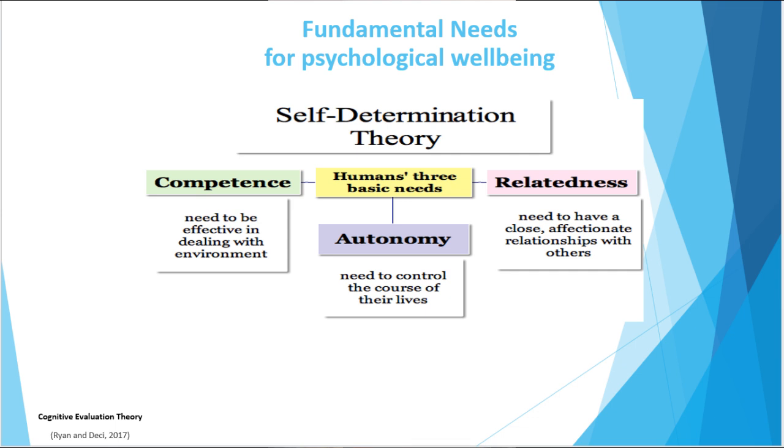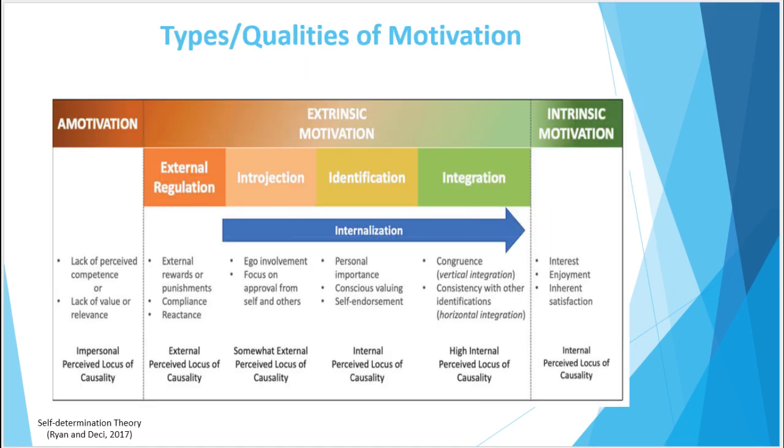The third element that must be available in the workplace to have high quality motivation is relatedness. Having relationships with your peers and with your supervisors, having that quality relationship, will increase your motivation quality. So those three, competence, autonomy, and relatedness, are essential for creating an autonomous workplace environment.